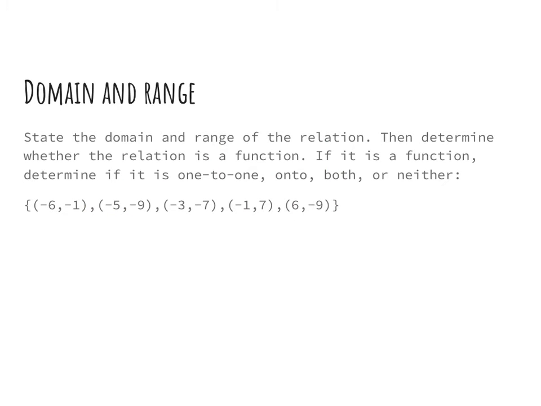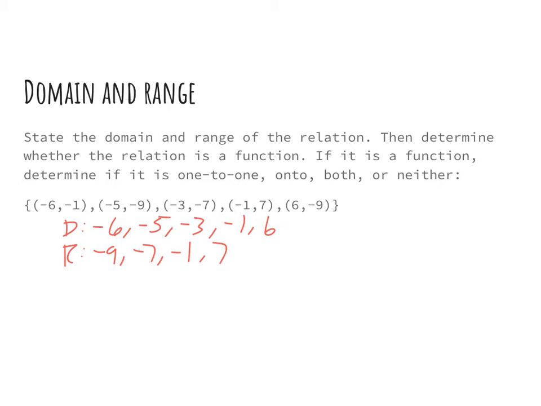Okay, so to start out with, we're going to talk domain and range. We're going to state the domain and range of the relation and determine whether it's a function. That's not new. We've done that before. The new part is once we have that done, then we're going to determine if it's one-to-one, onto, both, or neither. And so we'll start with domain and range. Domain is the list of all the x values in order from smallest to largest: -6, -5, -3, -1, and 6. Our range is the list of all the y values in order, so I've got -9, -7, -1, and 7.